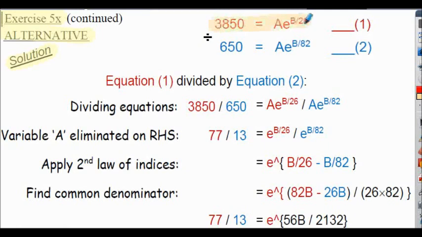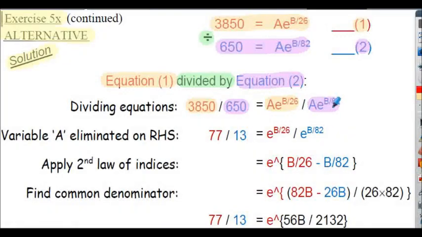Here's exercise 5x, alternative solution, continued. Just repeated equation 1 and 2 here for convenience. And as I said, we're now going to divide these equations. So as shown here, equation 1 is divided by equation 2. On the left hand side we have 3,850 divided by 650. On the right hand side we have a multiplied by e to the power of b divided by 26, and that's divided by a multiplied by e to the power of b divided by 82.